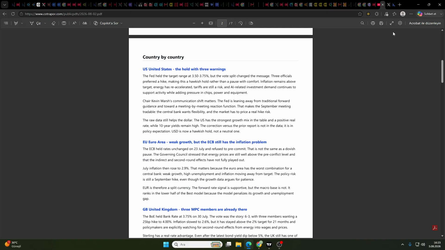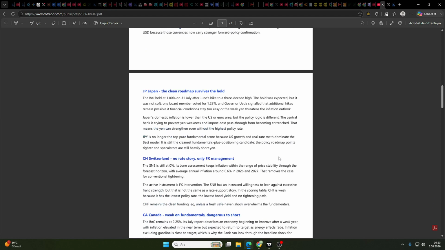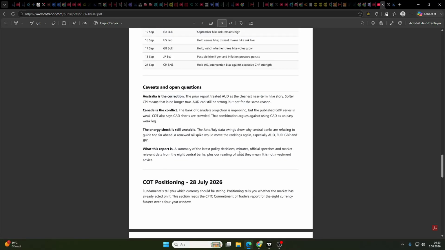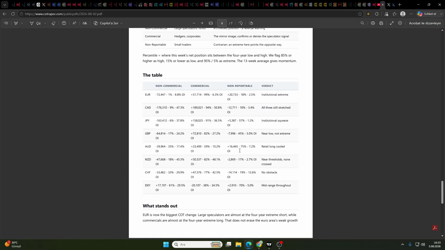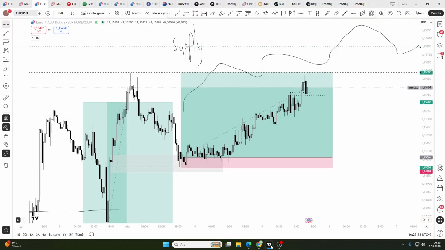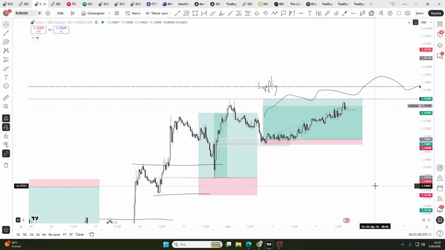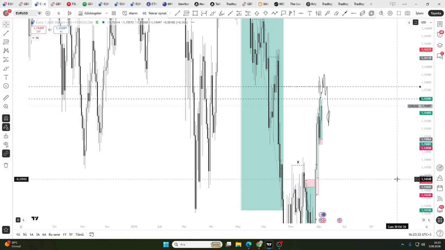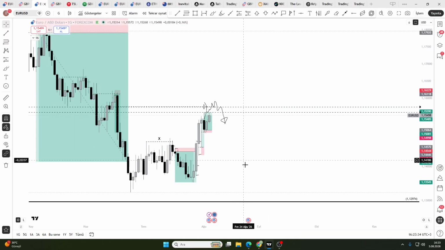And in COT reports, we can see on the bottom institutional extreme, we can clearly see the extremes, meaning turning is coming, like the pair will turn, but we can't know when. So let's go to the charts and do technical analysis combined with fundamental analysis.